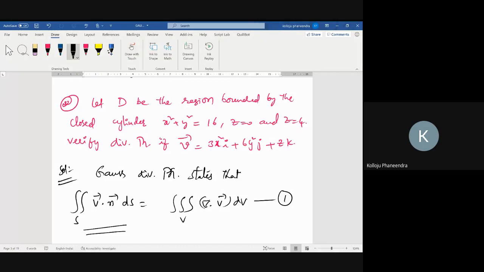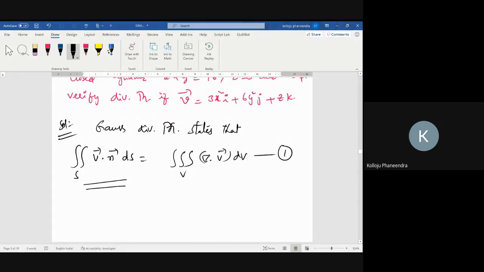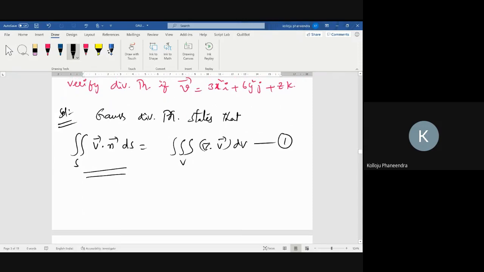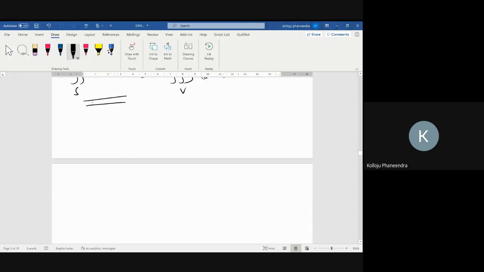If the question is not verification but evaluate the double integral over S of v bar dot n bar dS, actually what is this? A surface integral. Now you can apply Gauss divergence theorem and convert the surface integral to a volume integral. Gauss divergence theorem gives the relation between surface integral and volume integral. This is one way of doing it. If the question is evaluation of a surface integral and the domain is closed, then you apply Gauss divergence theorem. So first let me evaluate the RHS.